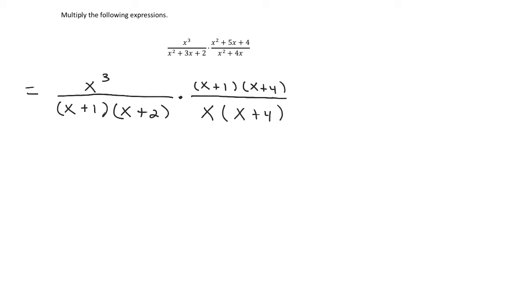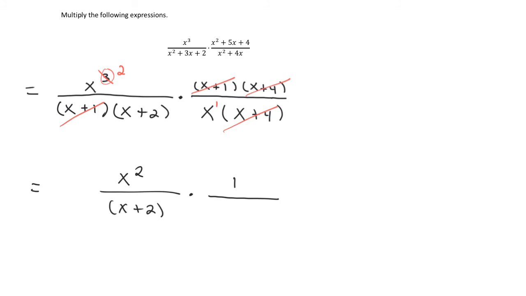If I now try to cancel common factors, I have x plus 1 and x plus 1, x plus 4 and x plus 4. Now there's also this x to the first and this x cubed. That means this will drop down by 1 to 2. Left over we have x squared over x plus 2. And in the second fraction, the entire numerator is gone. It's just 1. And the same thing goes for the denominator. We canceled this x, so it's just a 1 as well.